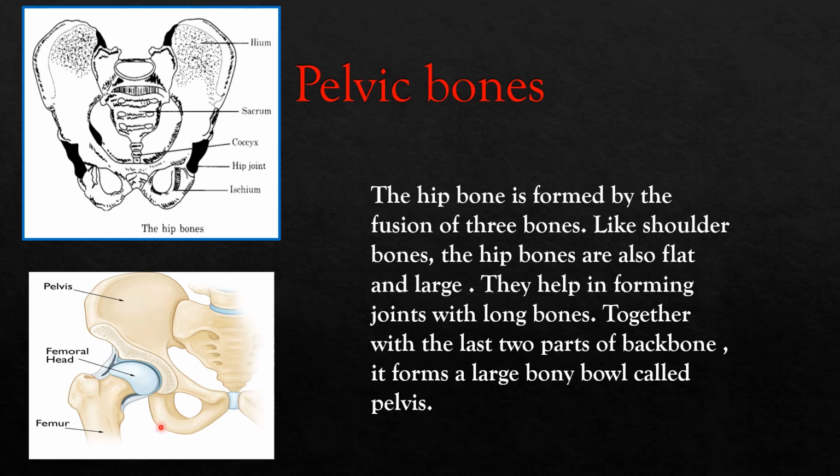Here you can see how the joint is formed. This is the femur or the thigh bone. This is the pelvis, and here is how it is formed. This is the ball and socket joint. And these are the two bones of the backbone.